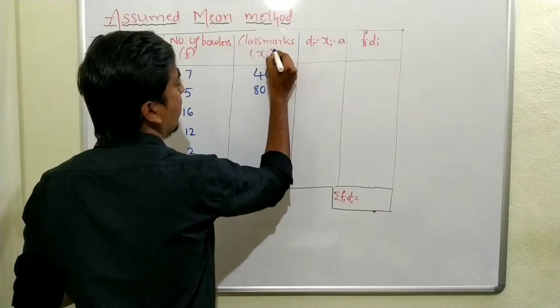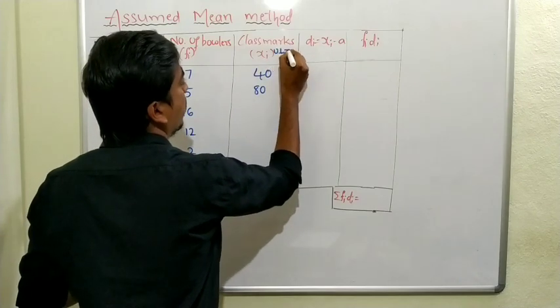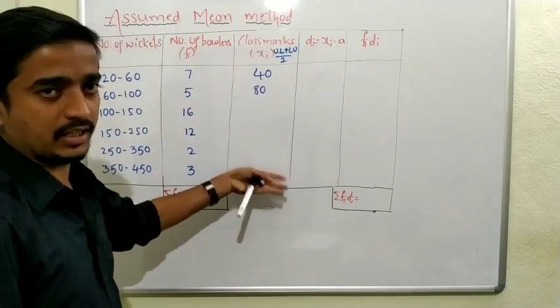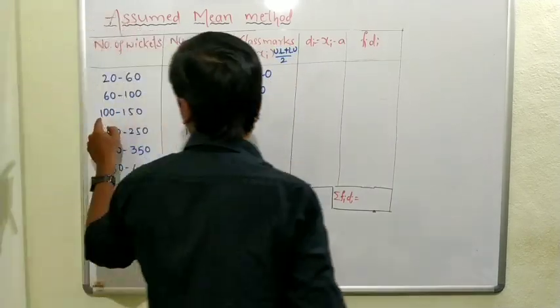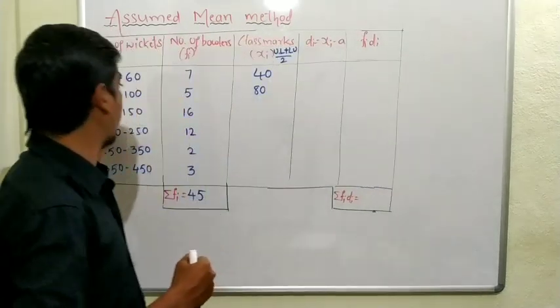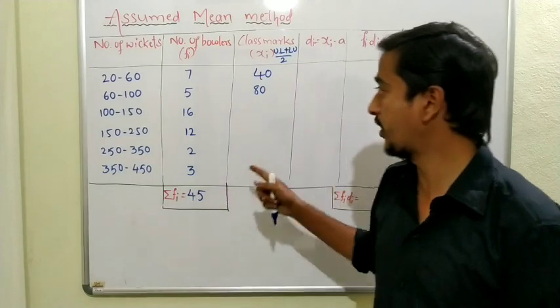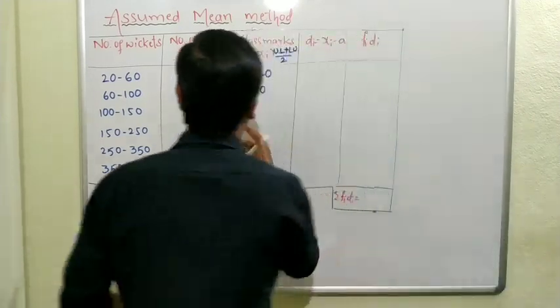To find xi, we have to do upper limit plus lower limit by 2. Using this, we can find the class marks. The first class interval is 100 to 150, that is 100 plus 150, 250. 250 by 2 is 125.